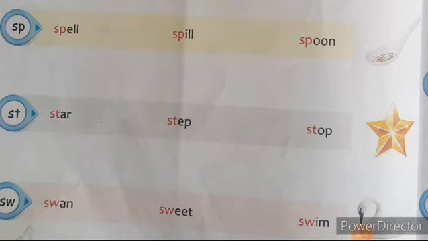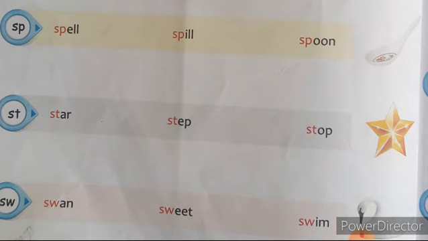Look at the next one children, sp. The letter P gives the sound sp: spell, spill, spoon. Once again listen children, spell, spill, spoon.